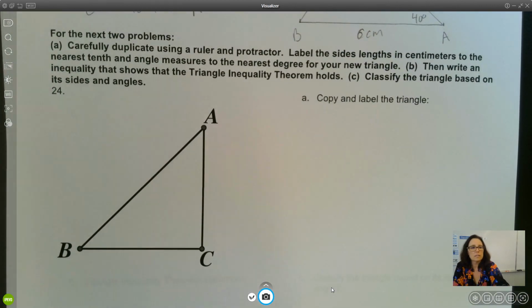All right. Copying, duplicating. Copying using a ruler and a protractor. Label the sides and the lengths in centimeters to the nearest tenth, and angle measures to the nearest degree. And then we're not going to do the inequality because we've skipped that. And then we're going to classify it based on its sides and angles. Okay, so we're basically just duplicating this thing.